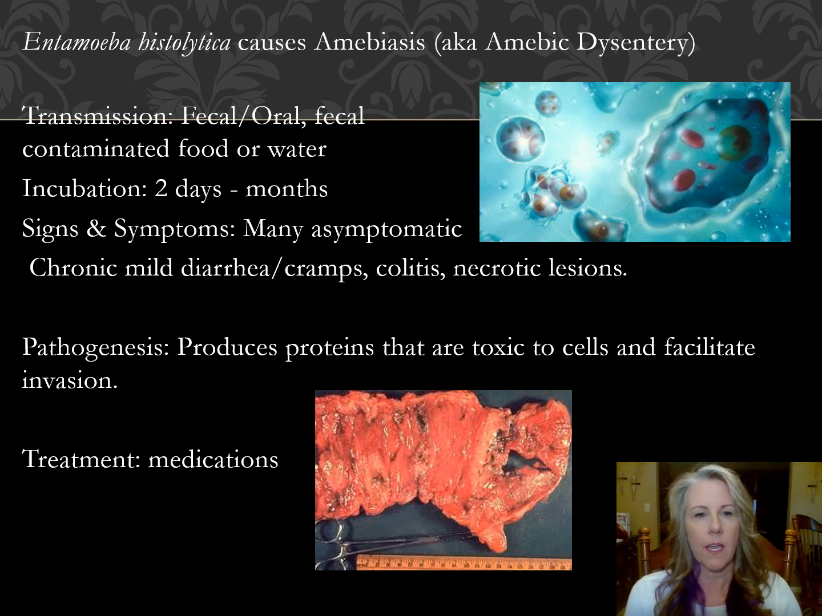Signs and symptoms, and here's where we get into many are asymptomatic. So a lot of people who are infected with this particular amoeba are asymptomatic. That means they are lacking signs and symptoms. Those who are symptomatic will have chronic mild diarrhea, cramps, colitis, and necrotic lesions in their intestines. So diarrhea, cramps, colitis, that can be attributed to lots of different things. Sometimes it can be Entamoeba histolytica.